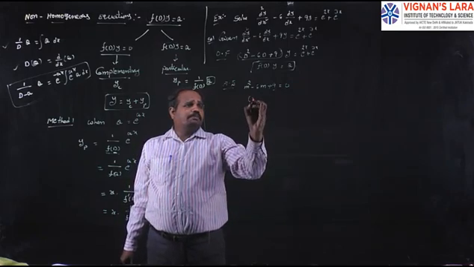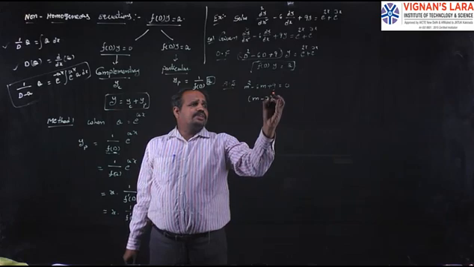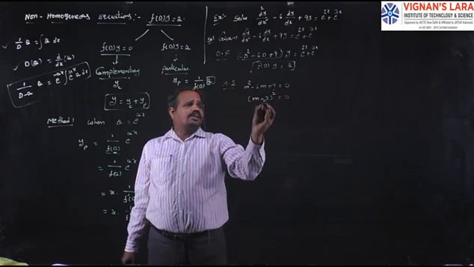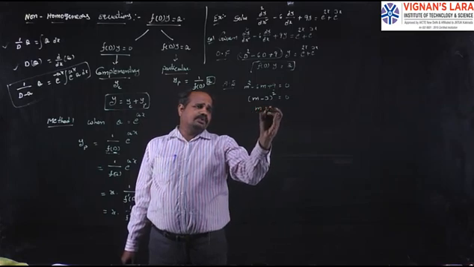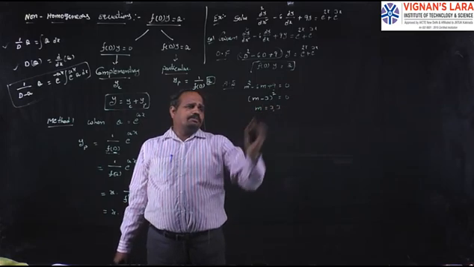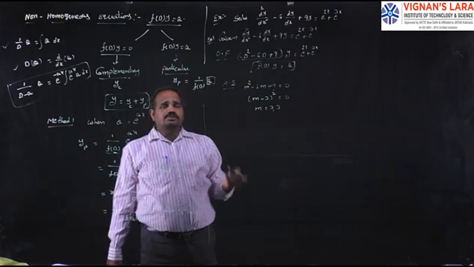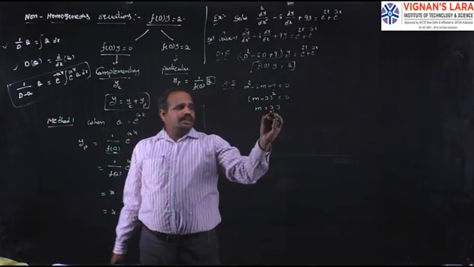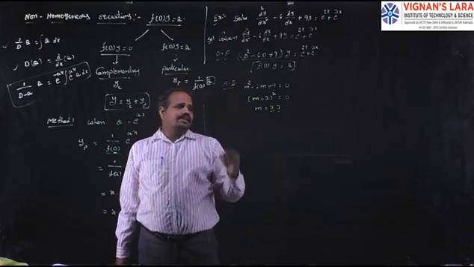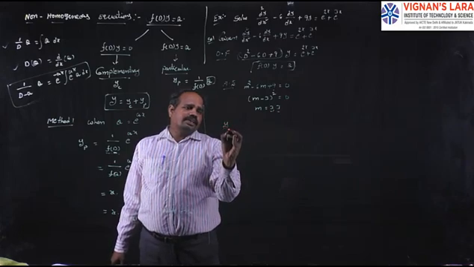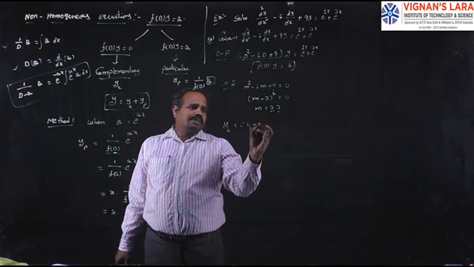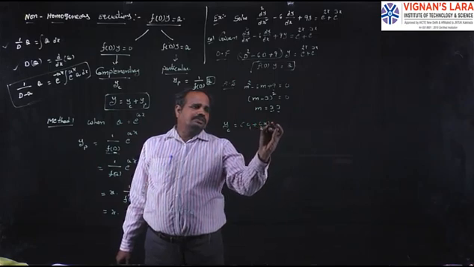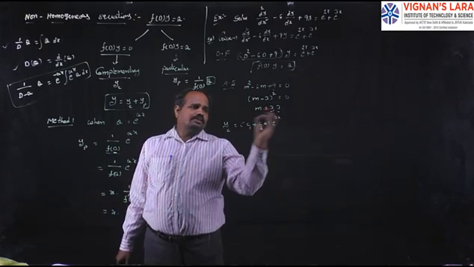So this can be written as m minus 3 whole square, since a minus b whole square is a square minus 2ab plus b square. Which is nothing but m is equal to 3, 3. Because 3 is repeated 2 times, 2 roots exist. Observe that the 2 roots are real and equal. So when 2 roots are real and equal, the complementary solution is c1 plus c2x into e power 3x.